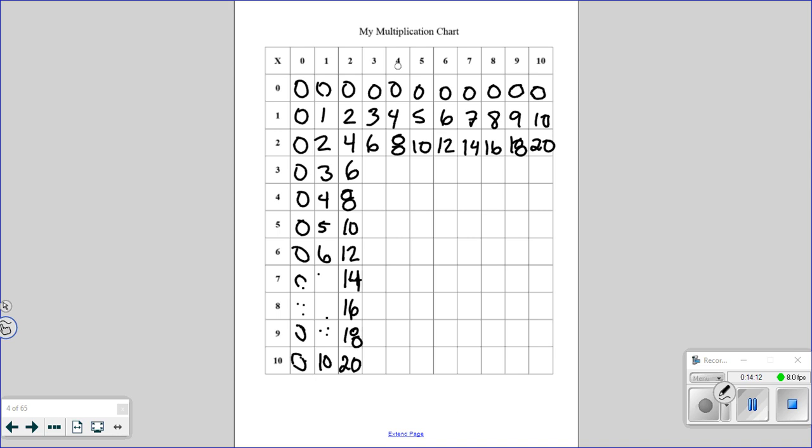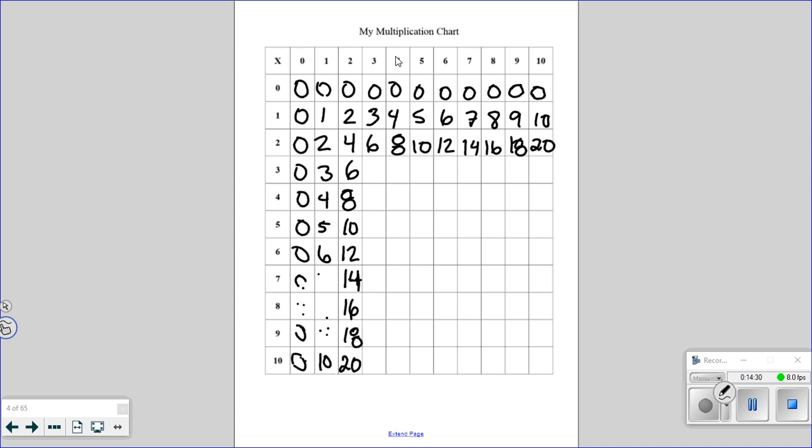I'm going to put one finger on that 4, and I'm going to put it on the 0. What is 4 times 0? You already have that answer in front of you. This should be easy. Raise your hand. 4 times 0. Lydia? 0.